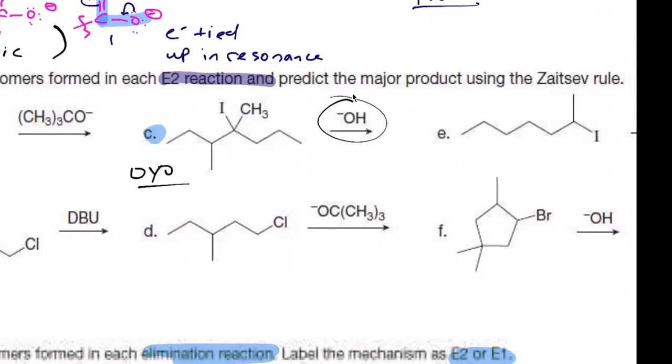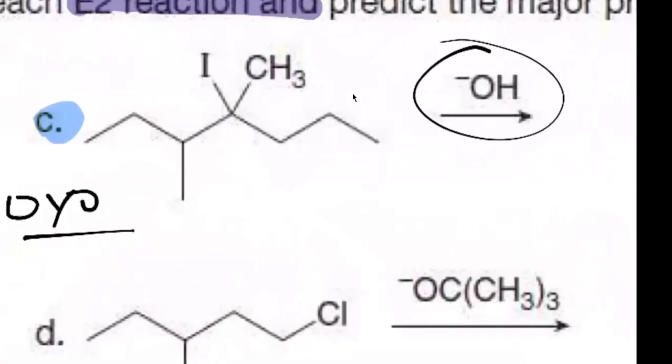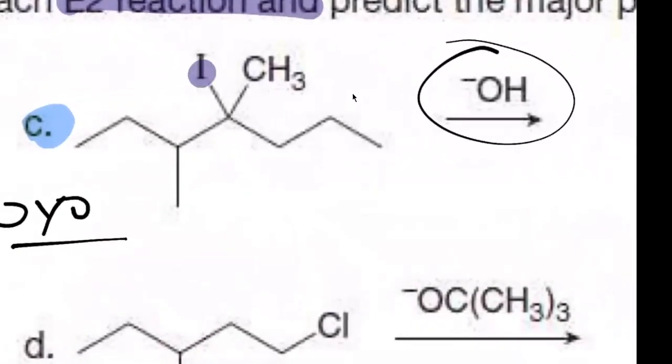Where are your alpha hydrogens? What do you need to find in order to identify the alpha hydrogens? What's the first thing you need to find? The leaving group. If you find the leaving group, and then you find the carbon that the leaving group is attached to, anything adjacent to that carbon is alpha, right? So this is going to be alpha position right here. This is alpha, and so is that.